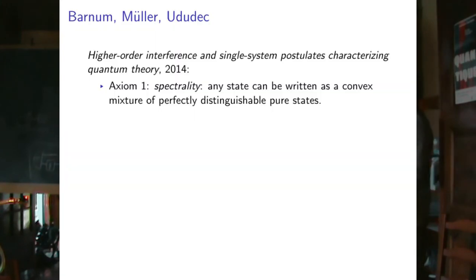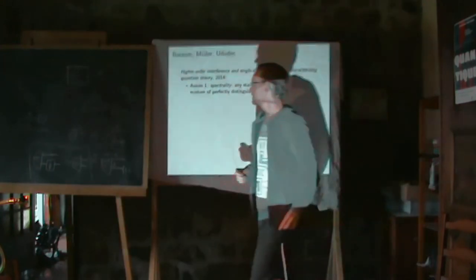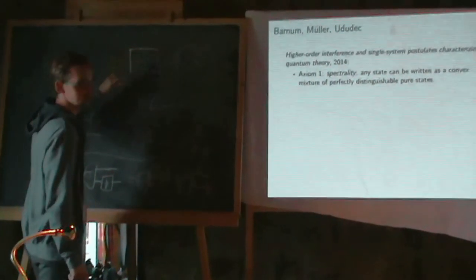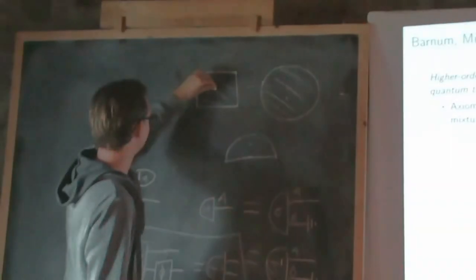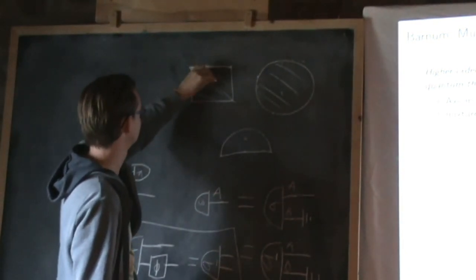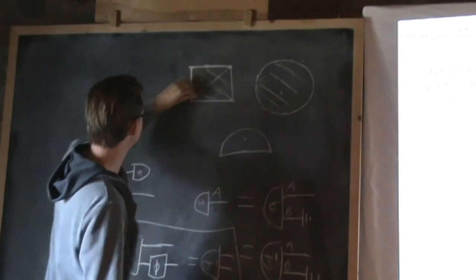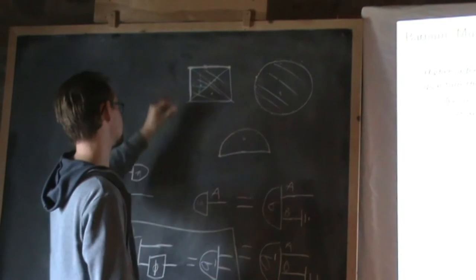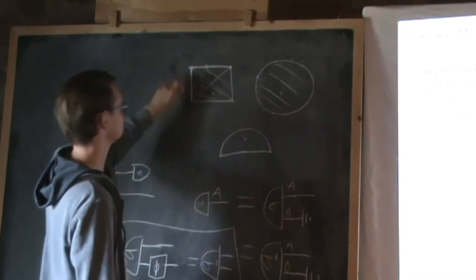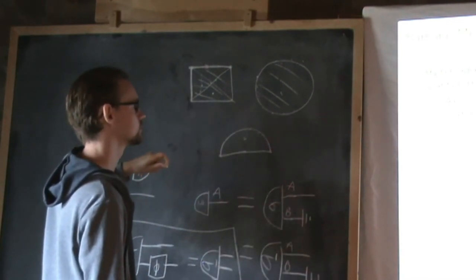So the first axiom says that the state space is spectral. It means that I can write any state as a combination of perfectly distinguishable pure states. If I think about the square, it does not have this property, because if I have something in the middle, I can take a line between the pure states, and sure, I get there, but if I'm here, you can also go there. If you take something here, let's see, can you still write it as a mixture? Of course, yeah. I think it still has this, on a convex set of cells.